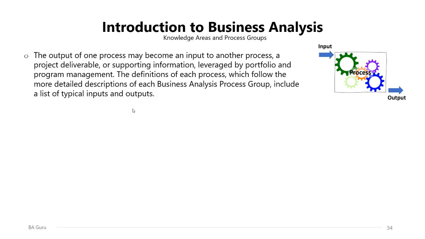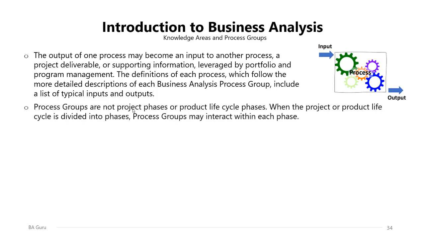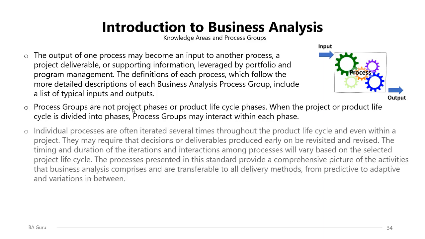In the remaining part of this course, I will be covering each of the 35 processes. What are the inputs, what are the tools and techniques, and what are the outputs of each of the 35 processes. Process groups are not project phases or product lifecycle phases. When the project or product lifecycle is divided into phases, process groups may interact within each phase.